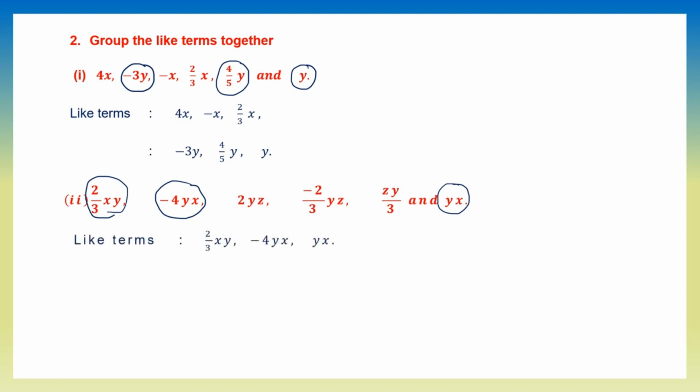So we have written that down. So that's 2 by 3xy, minus 4yx and the last one yx. So the order can be different, doesn't matter, as long as there is one x and one y.